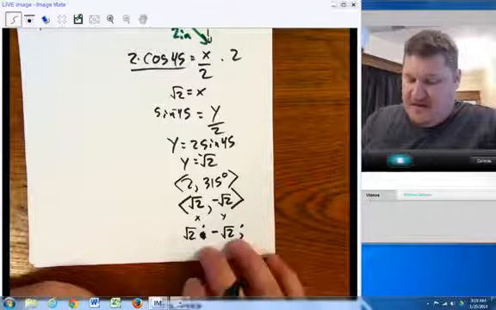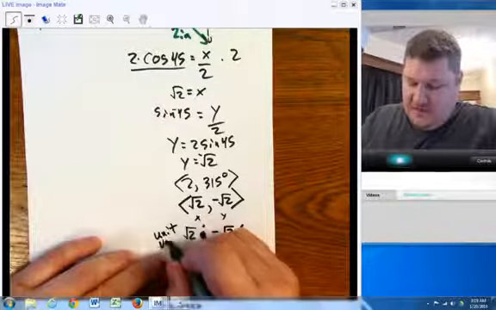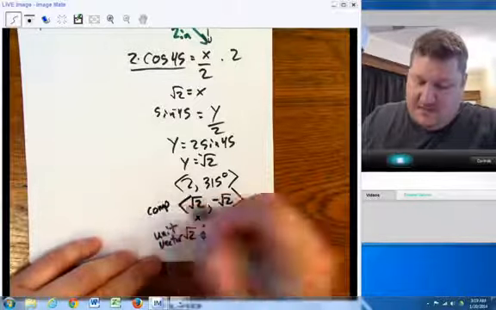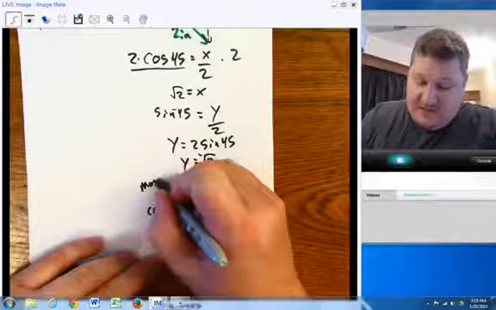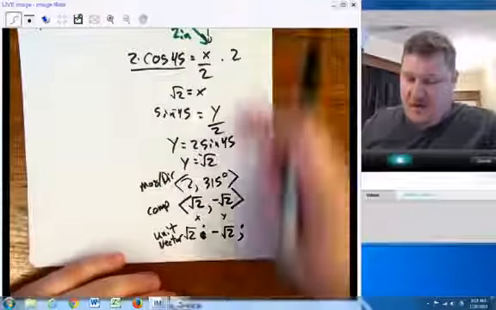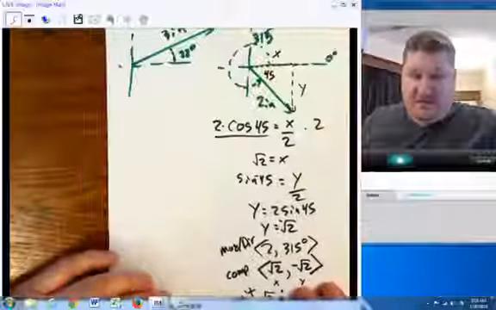So this is called unit vector form. This is component form. And this is magnitude direction form. So all of these forms are what we need to put together. Now, let's go over here and do something a bit more difficult.